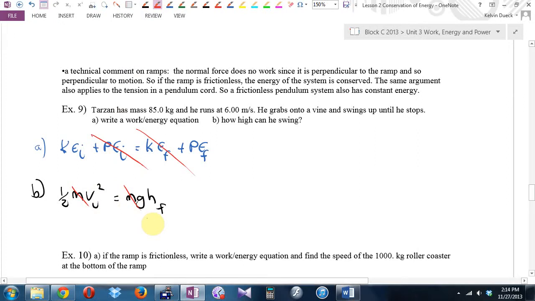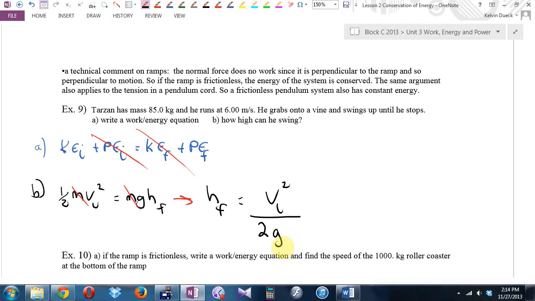Final height? Get the h by itself. How? In fact, I think I'd write it like this. Vi squared over 2g. The 2 represents the 1/2 in front. The g, we've divided by g, but I think that looks way cleaner than writing a half vi squared over g. That looks less intimidating to me. 6 squared all over 2 times 9.8. Negative 9 point? No, energy's a scalar.